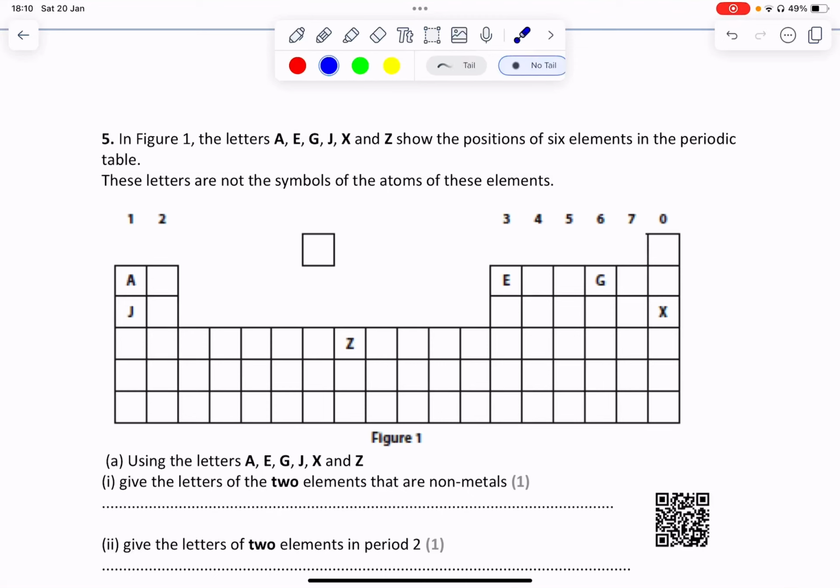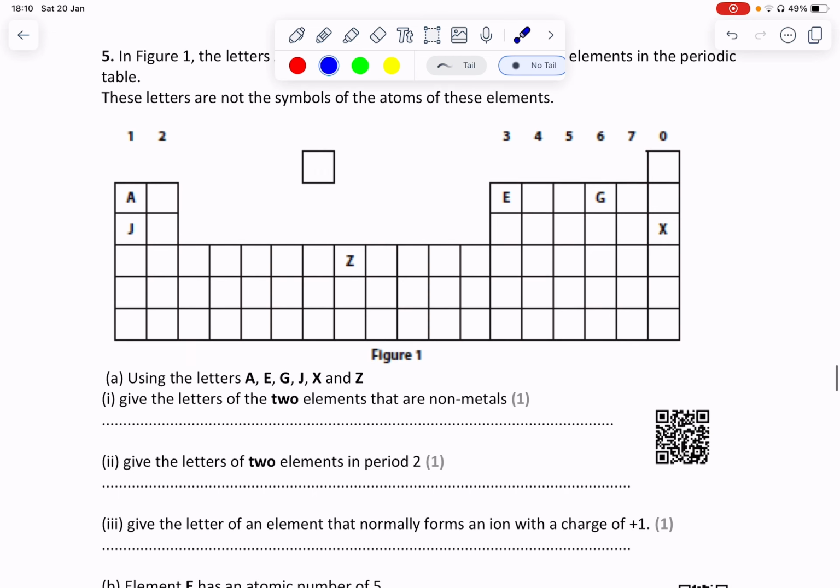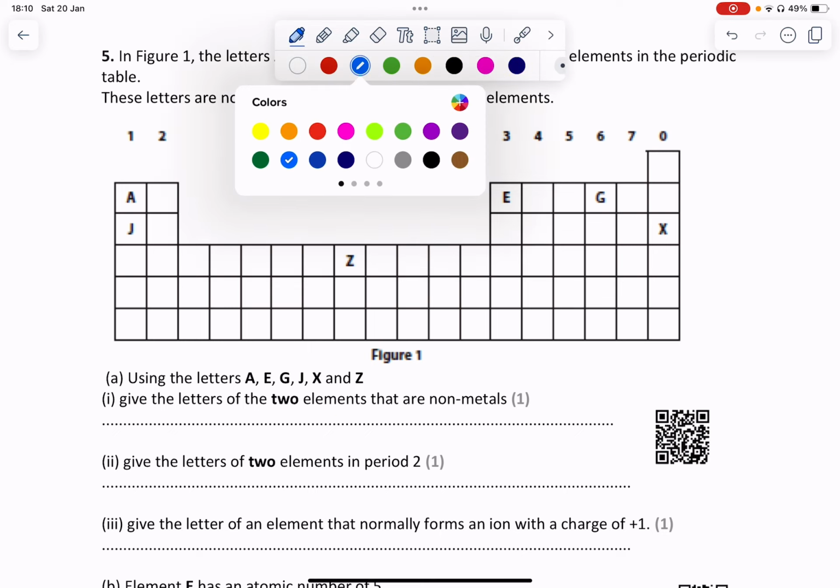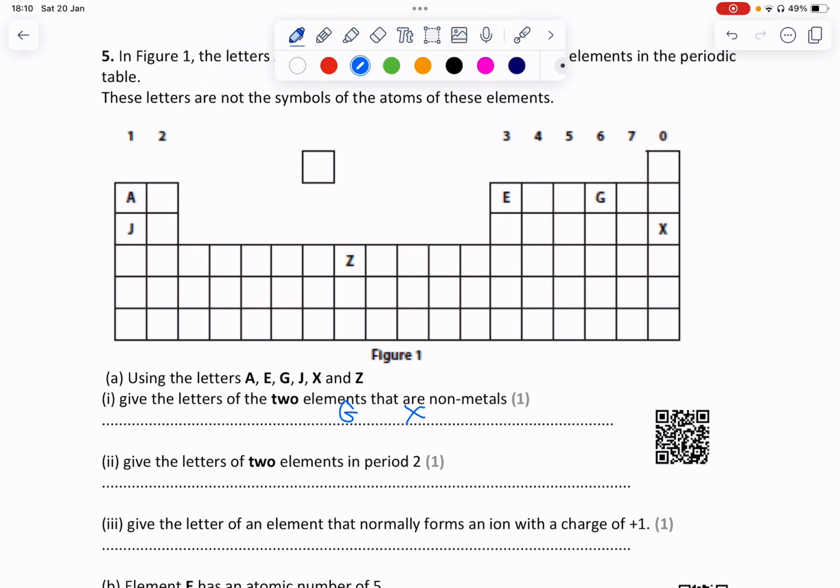Okay, so let's have a go at this question. We've got some elements in the periodic table, and it tells us that the symbols are not the symbols of the elements in the real periodic table. The first question says, two elements that are non-metals. If you remember, the metals are always on the left of the periodic table, and the non-metals are on the right. So we're going to go here for G and X because they're on the right hand side.